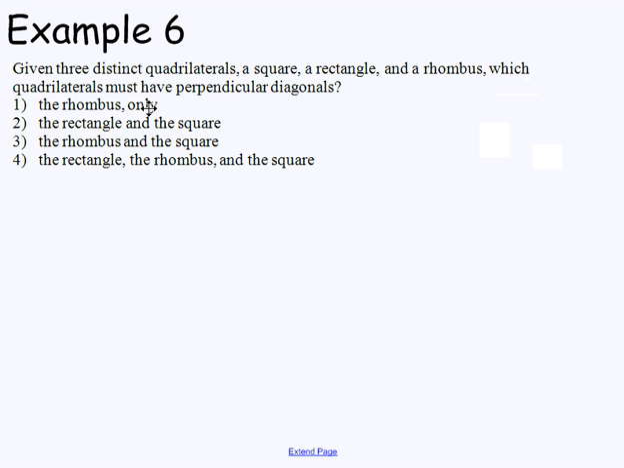Example 6, given 3 distinct quadrilaterals, a square, a rectangle, and a rhombus, which quadrilateral must have perpendicular diagonals? Well, I know a rhombus does. And I know that a square has all the properties of a rhombus, so the answer is choice 3. It's not choice 2 because a rectangle does not have that property of perpendicular diagonals, therefore it also cannot be choice 4. So the answer is choice 3. Rectangle does not have perpendicular diagonals, so I could cross any choice with rectangle in it.